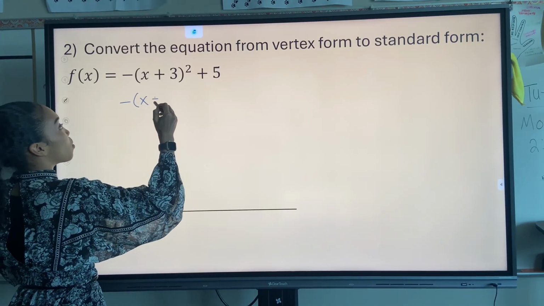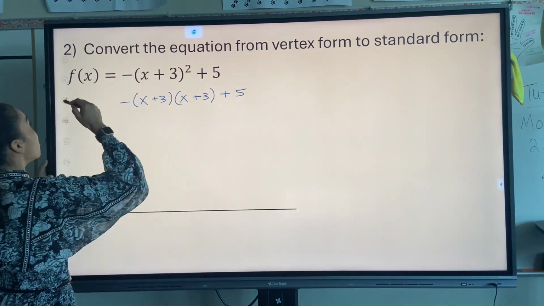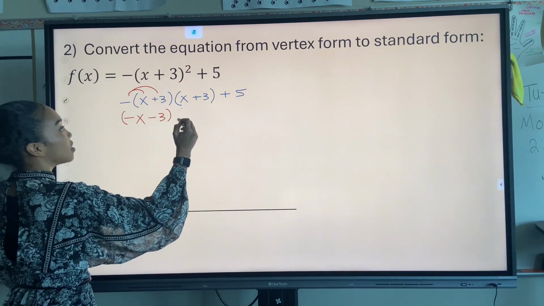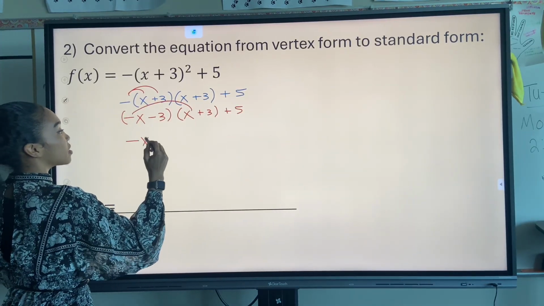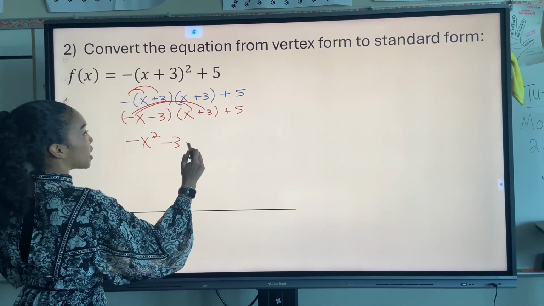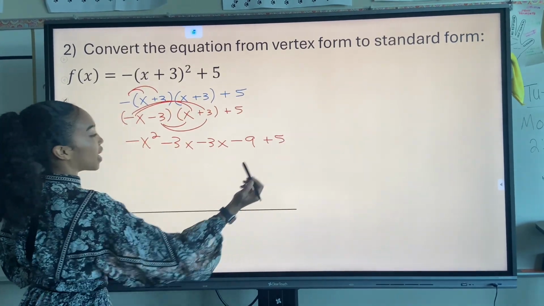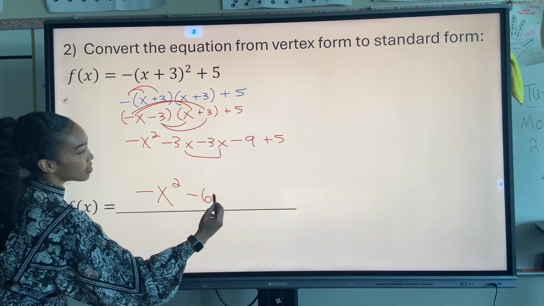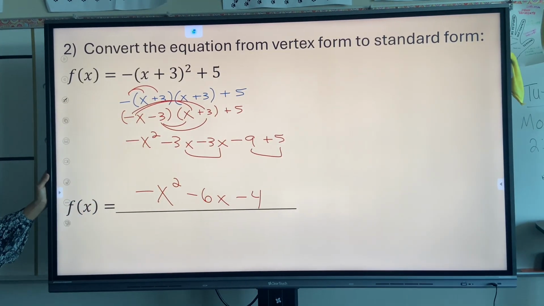So you write this twice. You can distribute this negative. So this is negative x minus 3 times all of this. This squared is negative x squared minus 3x minus 3x minus 9 plus 5. This is negative x squared. These two are minus 6x. These two are minus 4. This is the answer. If it's wrong, put an X.